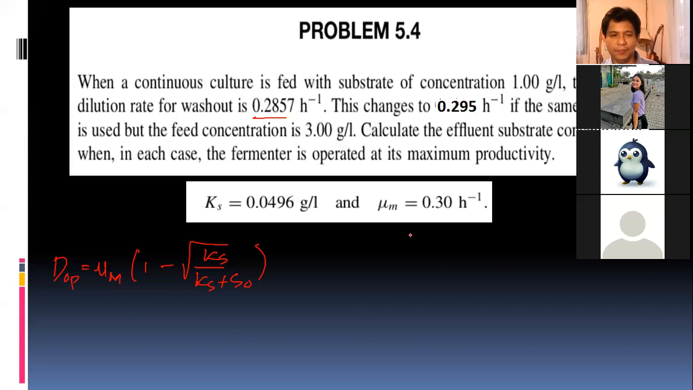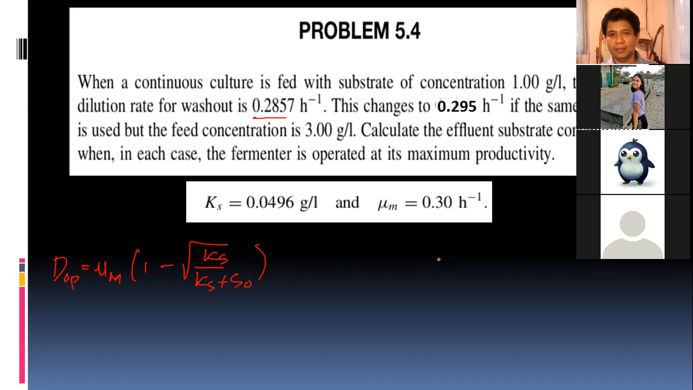Pwede pag mas mataas. Remember, ang D optimum ay flow rate divided by volume. Pag tinaasan mo ang D optimum, ibig sabihin, yung flow rate mo, kasi yung volume mo naman fixed yun, mag-i-increase ka pa ng flow rate. Pag D-critical, zero na yung mu, masisira na yung bacteria mo, tapos yung substrate mo, kung ano yung pumapasok, yun na rin yung lumalabas. So dapat, mag-work lamang yung D-optimum pag mas mababa siya dun sa D-critical.